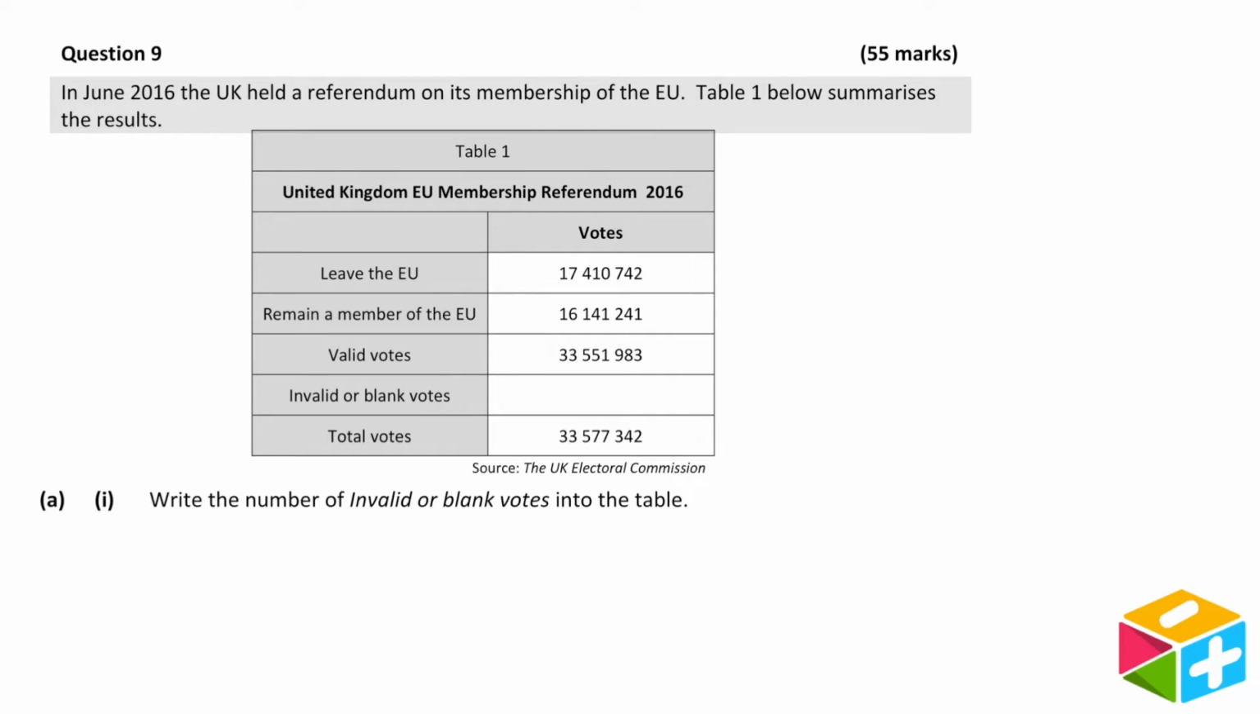Question 9. In June 2016, the UK held a referendum on its membership of the EU. Table 1 below summarises the results. The table contains the number of votes in several categories. The number of votes to leave the EU, to remain a member of the EU, the number of valid votes, and the total number of votes.